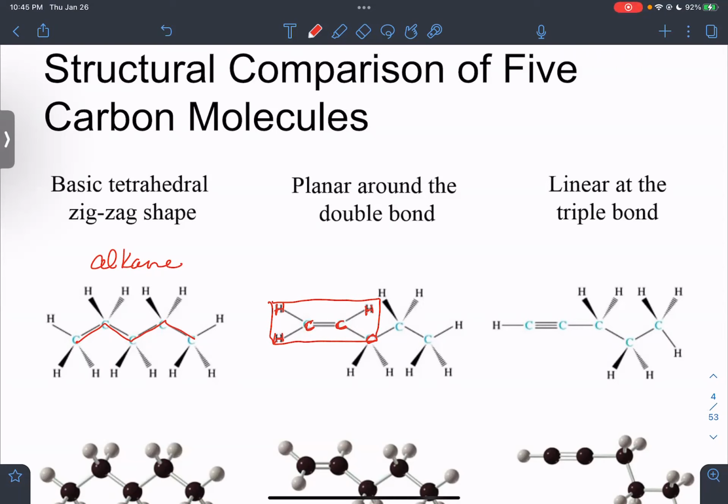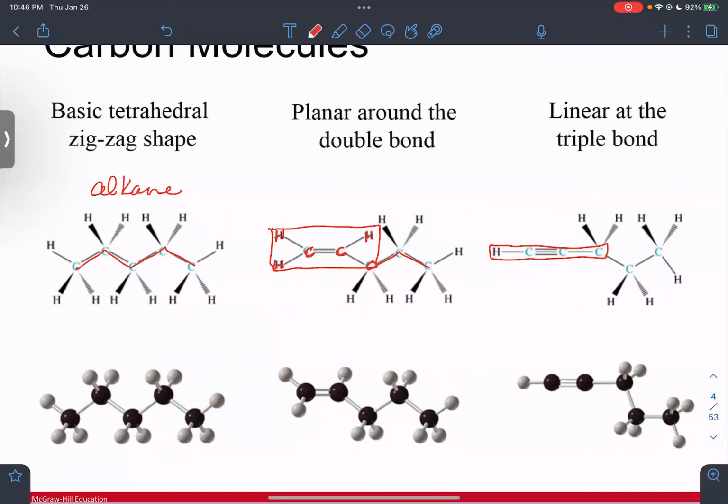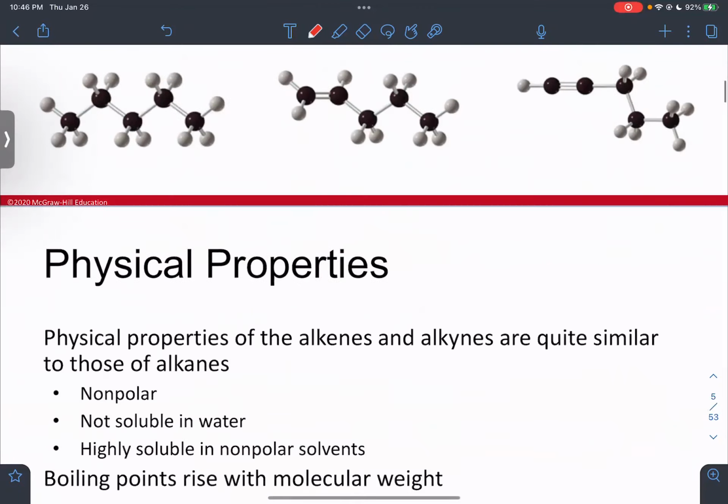Now, it doesn't count for the rest of the molecule. The rest of the molecule is participating in carbon-carbon single bonds, and so you see that zigzag. When you go to a triple bond, these 4 atoms here are all linear. They're all perfectly in line and in the same plane. And so you'll actually get some structural differences and chemical differences in how they behave because of this structural change.